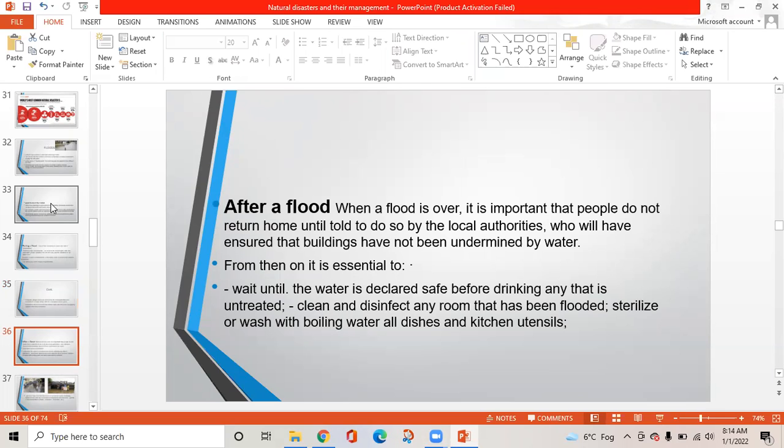After a flood, when the flood is over, it is important that people do not return home until told to do so by local authorities, who will have ensured that the buildings have not been undermined by water. From then on, it is essential to wait until the water is declared safe before drinking any that is untreated. Clean and disinfect any room that has been flooded. Sterilize or wash with boiling water all dishes and kitchen utensils.